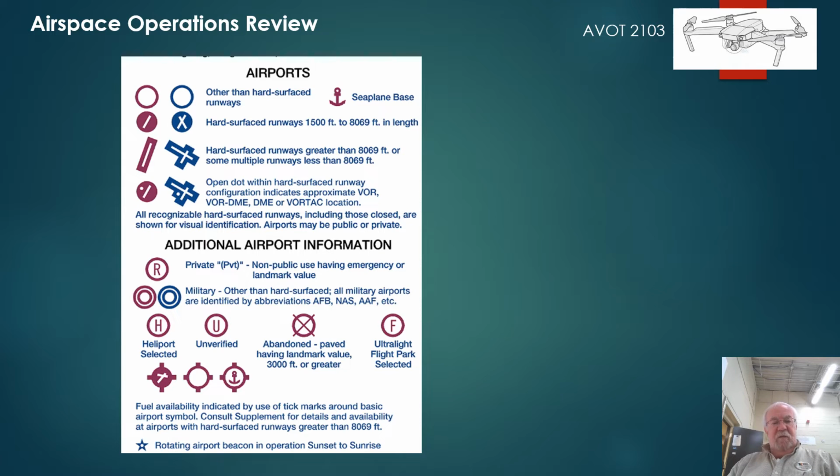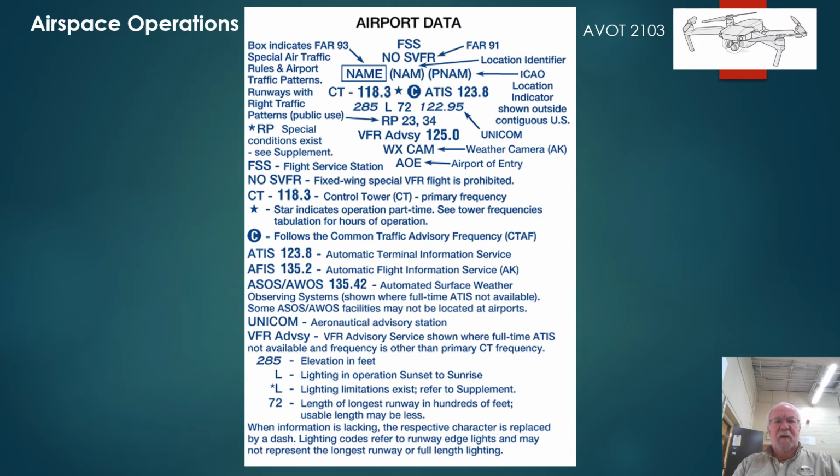But chart symbols, just to reinforce this again. The magenta is uncontrolled airports. The blue colored designations for airports are controlled airports. Just because it's blue doesn't mean it always has a control tower operating, right? They could be part-time. All the other symbols, the R, private airport, non-public use, having emergency or landmark value, abandoned aircraft, so the symbols are important as well. Just want to be familiar with those. I'm just bringing it up so you can familiarize yourself with these markings and indications.